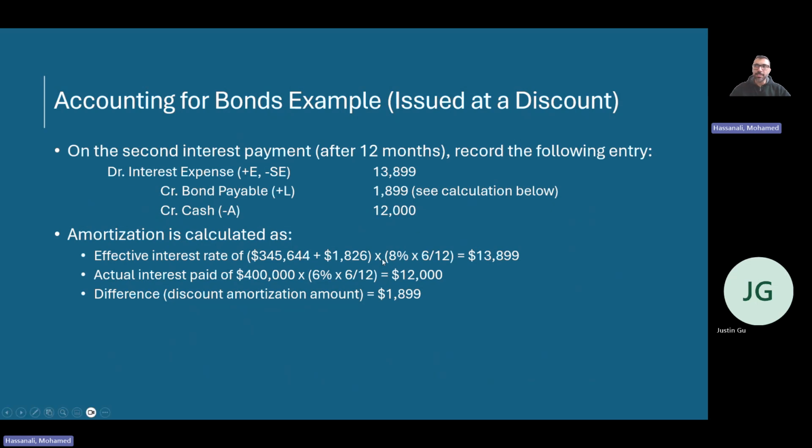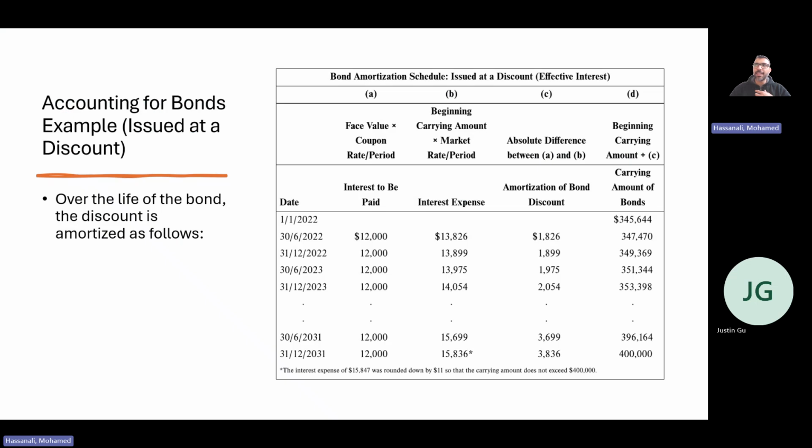And then you follow the same process from there on. So market rate times frequency, in this case 1 over 2 or 6 over 12, whichever one you want to use. And now you've got a higher effective interest payment. The actual interest payment is still 12,000, and you'll notice now that the increase in the bond payable liability is a little bit more. And then you keep working that up.